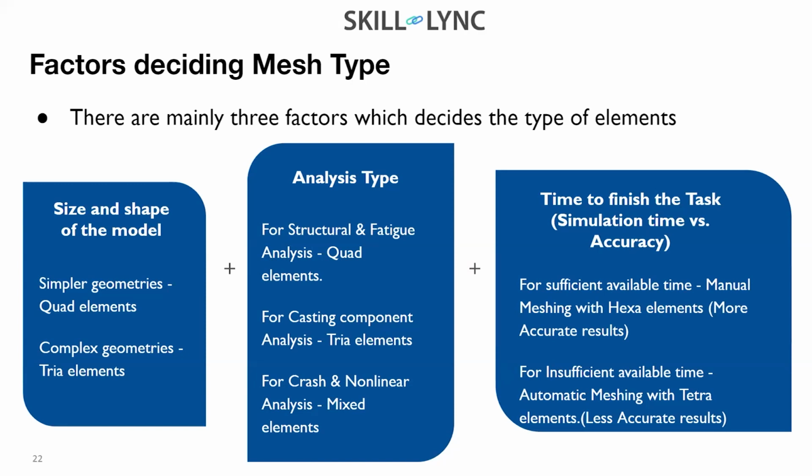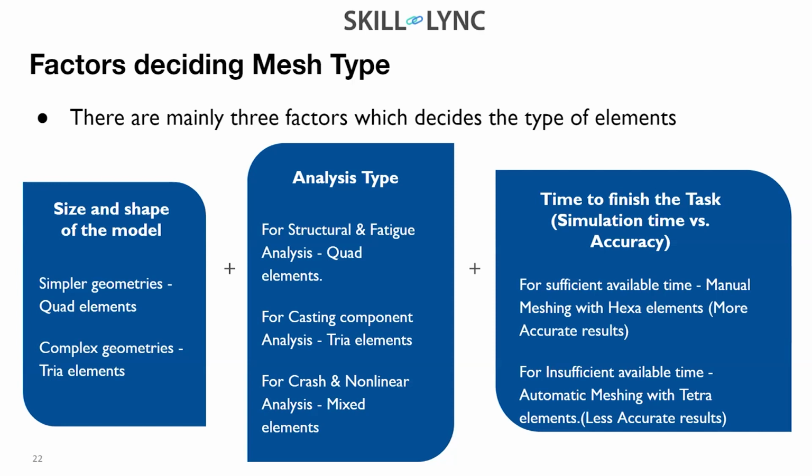So there are things like what type of analysis you are doing, size and shape of the model, and again, time to finish the simulation. Suppose for sufficient available time, manual meshing with hexa elements gives you more accurate results. Now suppose you don't have sufficient time. Consider hexa elements: by hexa, I mean suppose you have a cube, it has 8 points, or 8 nodes. Now if you have a tetra, what will happen?